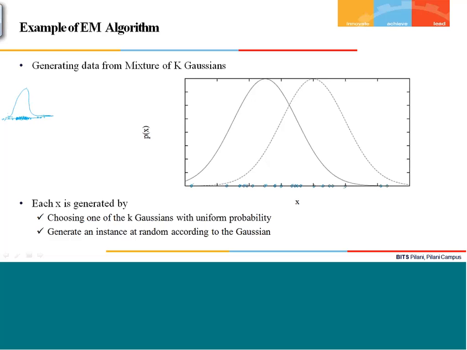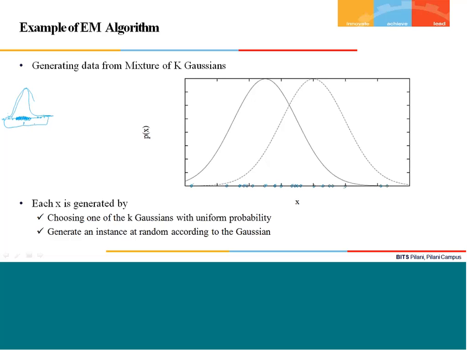So if you want to generate the data from this normal distribution, then the data will be like this. It is quite dense here. For example, this is 1, so 1.1, 1.2, 1.3, 1.9. You can get this kind of data from this normal distribution.